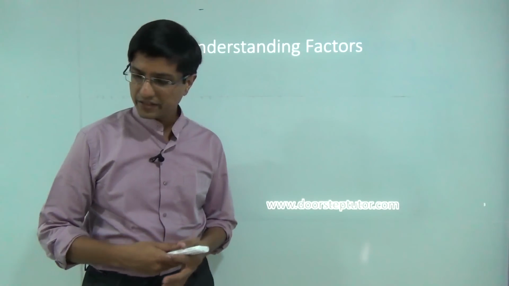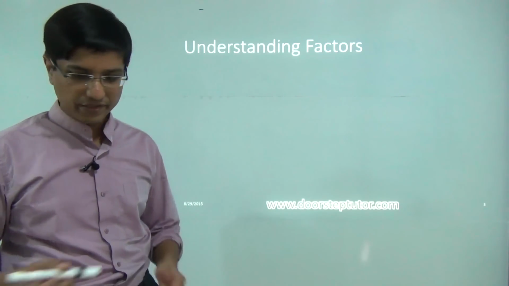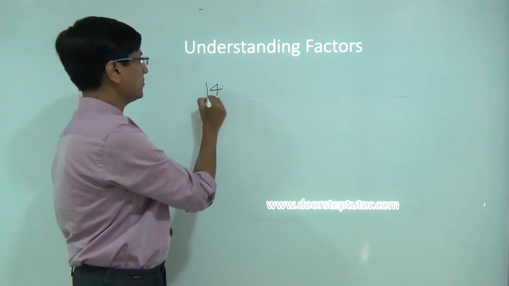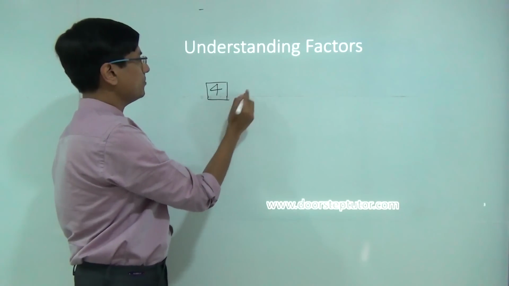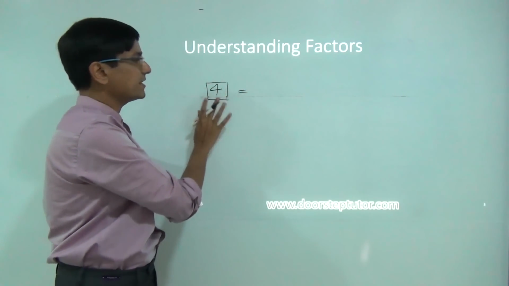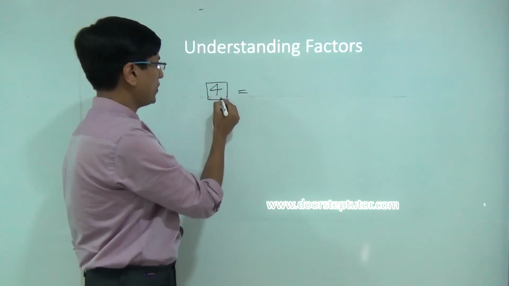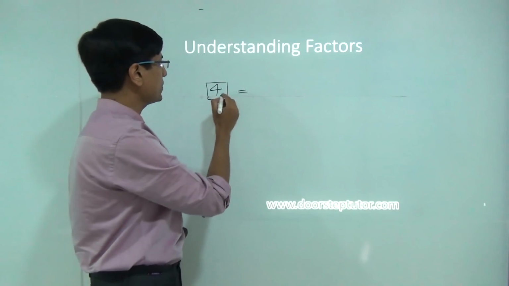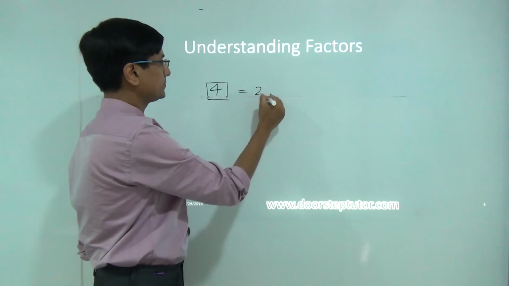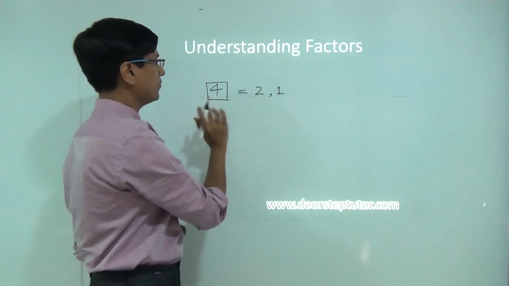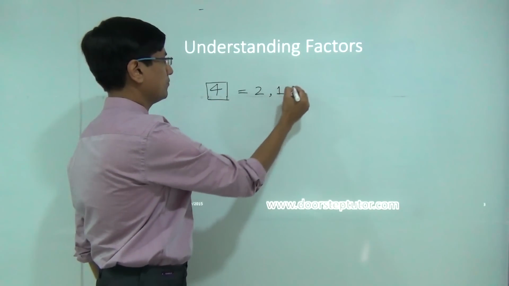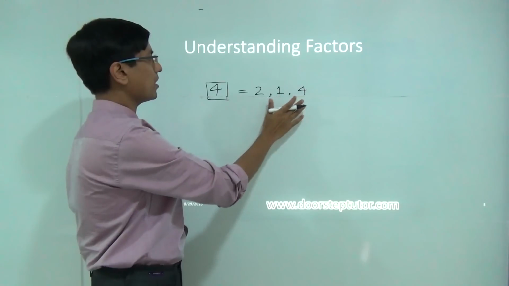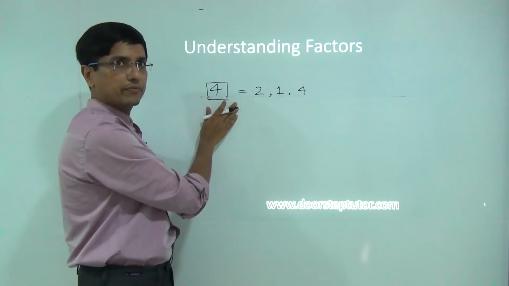So let's understand factors first. Let's try to find out what factors are. Factors of a number, for example let's take the number 4, completely divide that number. What are all the numbers which can completely divide 4 without leaving any remainder? 2 is one such number. 1 can, of course, divide 4, and 4 can divide 4. So these three numbers, 2, 1 and 4, are factors of number 4.